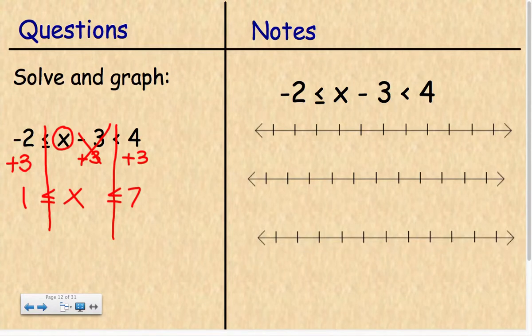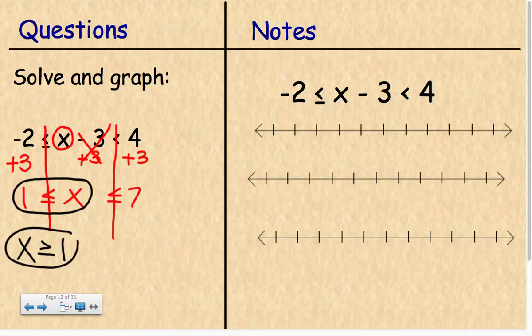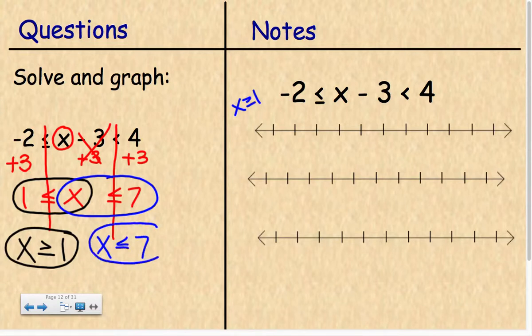Okay, so this is my first inequality. Now I want to rewrite it so x is on the left. My alligator mouth is eating x. So that one's ready to go. X is greater than or equal to negative 1. Excuse me, positive 1. Then my second inequality is right here. X is less than or equal to 7. So I need my number lines to go from 1 to 7.